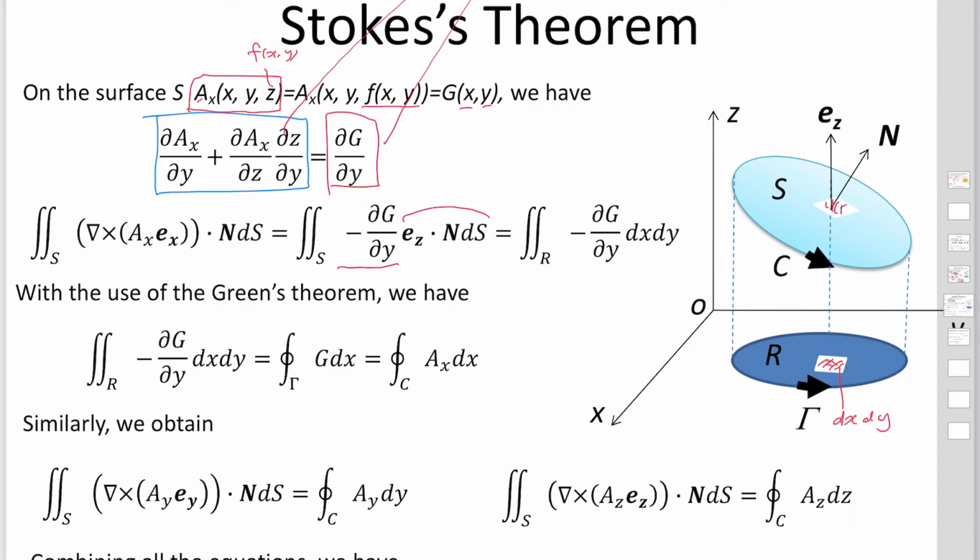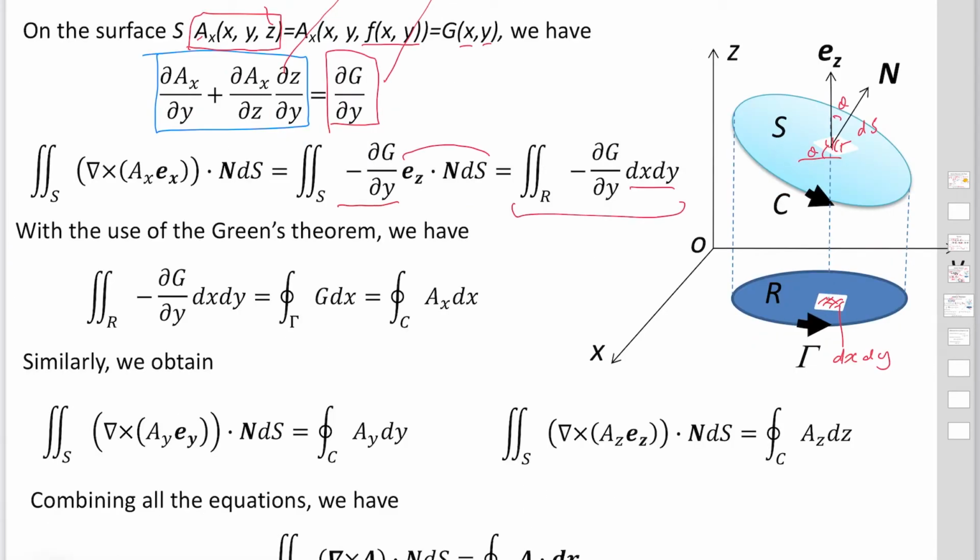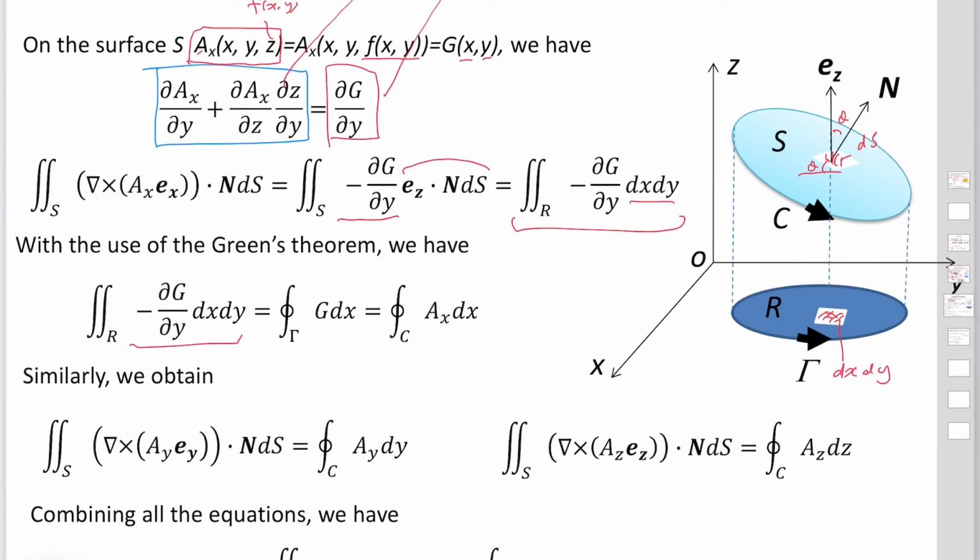This area is dS. So this is theta, and this is also theta. Then you can express dS cosine theta as dx dy. For the right hand side, we can apply Green's theorem. This becomes g dx. Returning to g, g is actually equal to a sub x. Substitute a sub x, and it becomes a sub x dx.